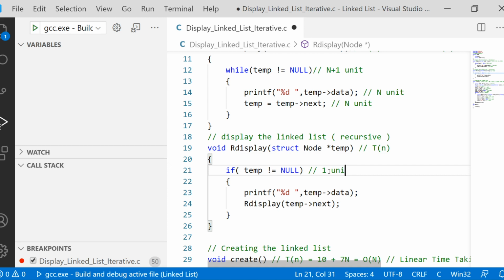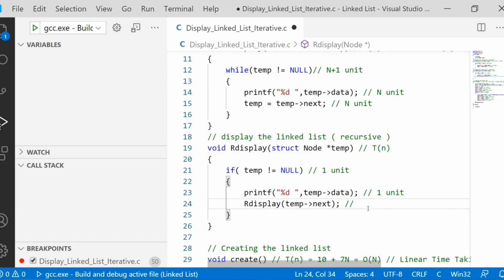Other than the recursive call, all the other statements take 1 unit of time. So 1 unit of time. Here, how much time will it take? 1 unit of time. Coming to this recursive call, let me tell you one thing. Initially, how many nodes will you have? N nodes. Suppose you print the first node and go to the second node, how many nodes will be left? You will have n minus 1 nodes. Total n nodes, 1 node printed. Next, how many nodes will you have? n minus 1 nodes.